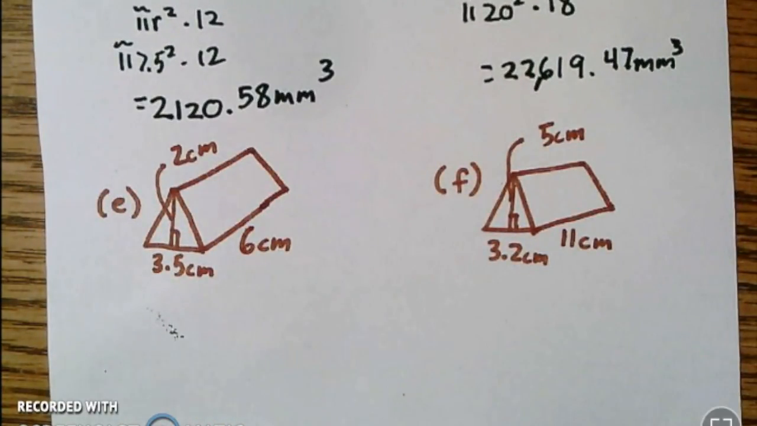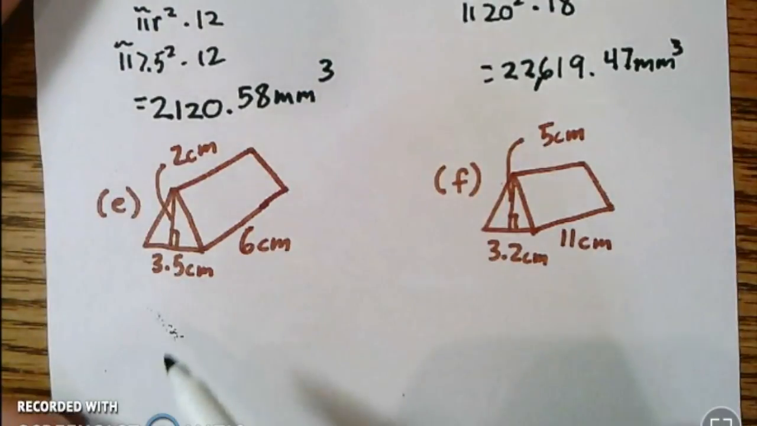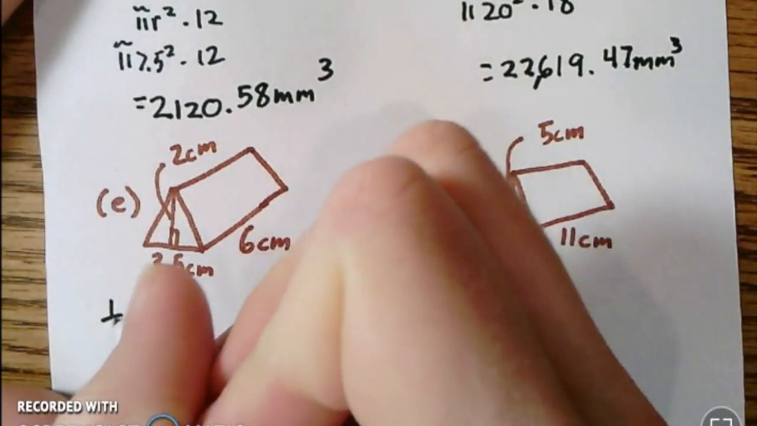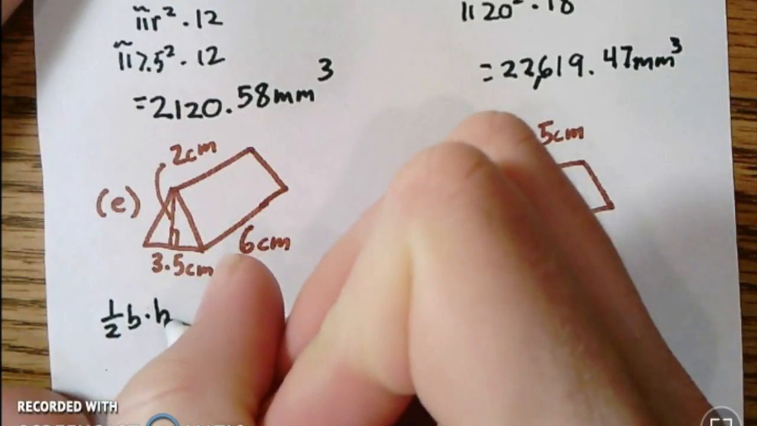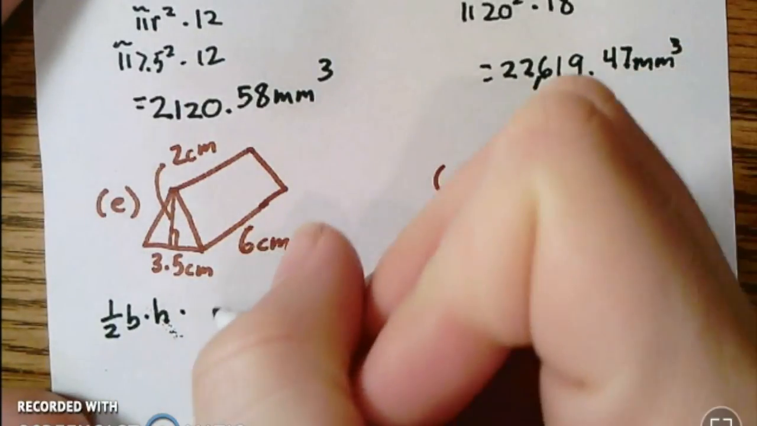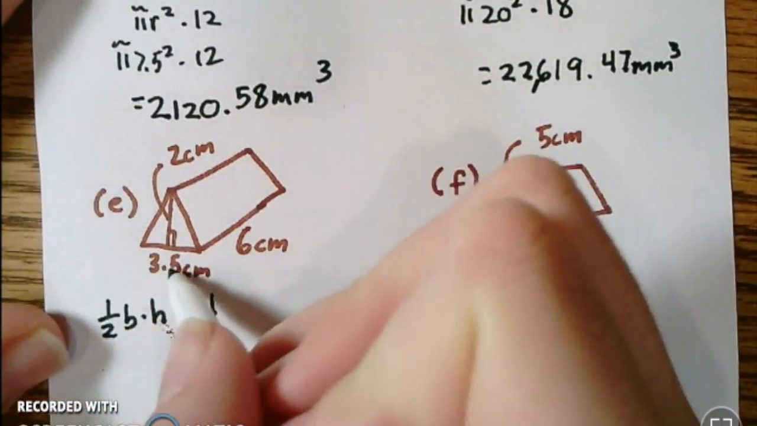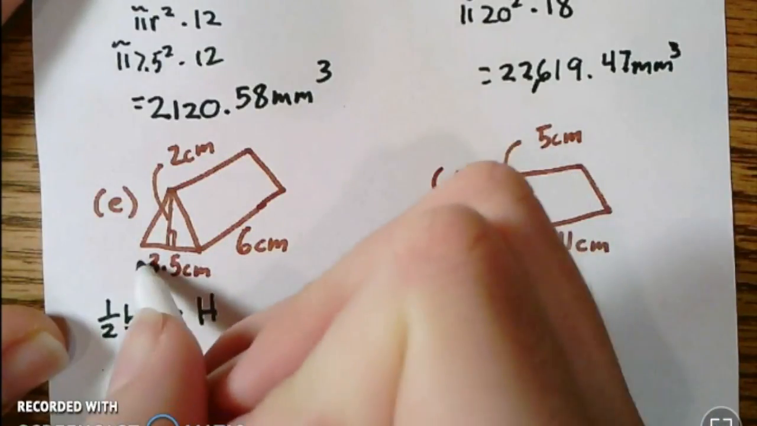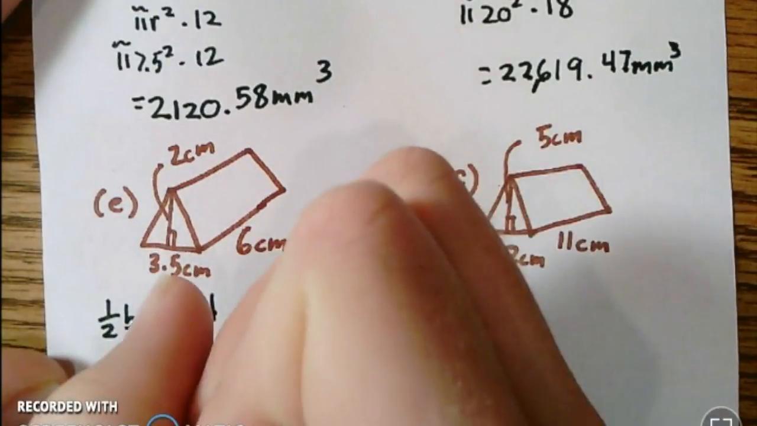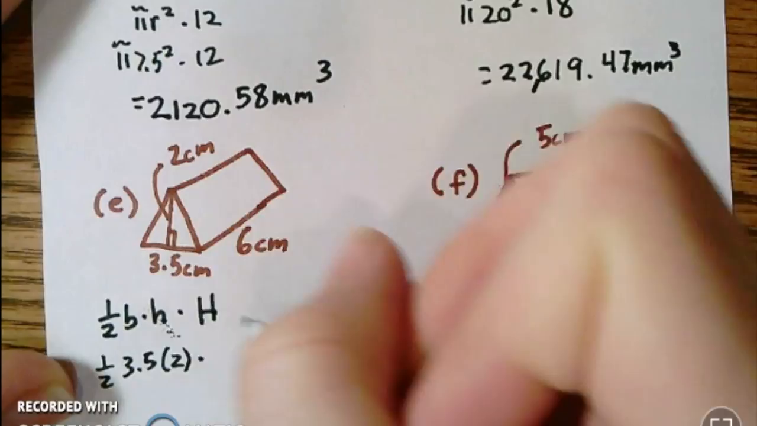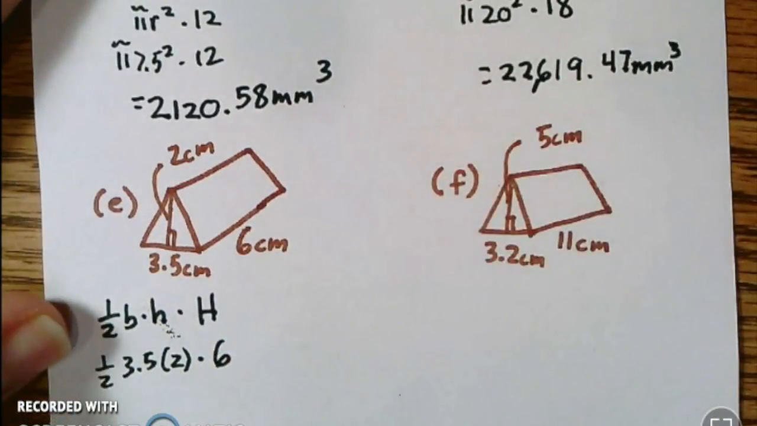All right, here's our last type of example, and this is a triangular prism. So first I have to figure out what my base is. My base is a triangle. How do I find the area of a triangle? I do 1/2 base times height. I can write that here for you: 1/2 base times height times the height of the whole figure, which I show with a capital H. So 1/2, the base, I look to the right to find the height. So I got 3.5 times 2. So it's 1/2 times 3.5 times 2 times the height of the whole figure, which is 6.